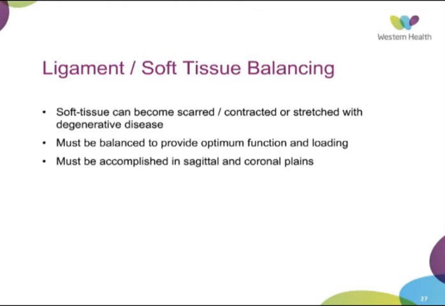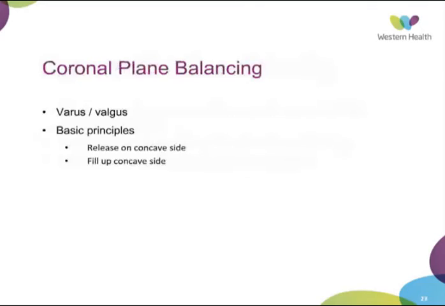Next technical consideration is the ligament or soft tissue balancing. Now, in the degenerative knee, the soft tissue can become quite scarred or contracted, or alternatively stretched. And we need to achieve some balance with this when we put in our prosthesis to allow optimum or even loading and optimum function. And we need to consider this in both the sagittal and coronal planes.